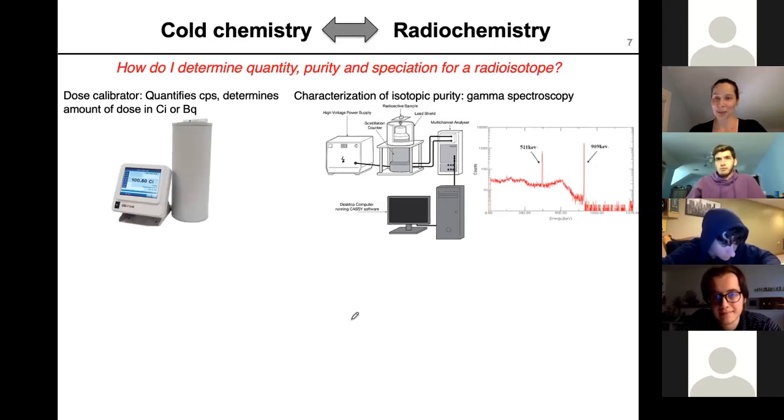I have here a little picture of the gamma spectrum of zirconium 89. You can see the 511 keV gamma that comes from the positron. And there's actually also what we call a hard gamma that is at 909 keV. So this is a very nice pure gamma spectrum of zirconium 89. Okay, so now we know how much we have. We know how pure it is with respect to isotopic purity. So how do we figure out what chemical form it is in?